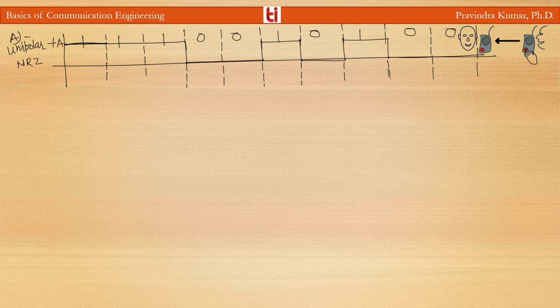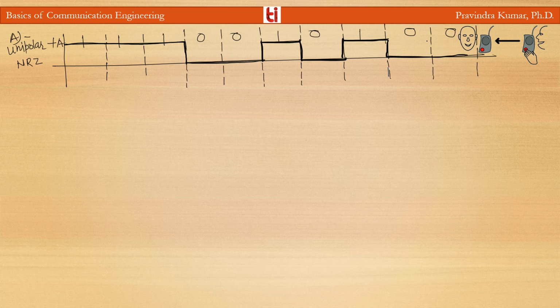And for 1 it is again plus A, and for 0 there will be no pulse, or the amplitude of the pulse will be 0. So 0 0 0, then 1, and again 0, and then 1 0 0.